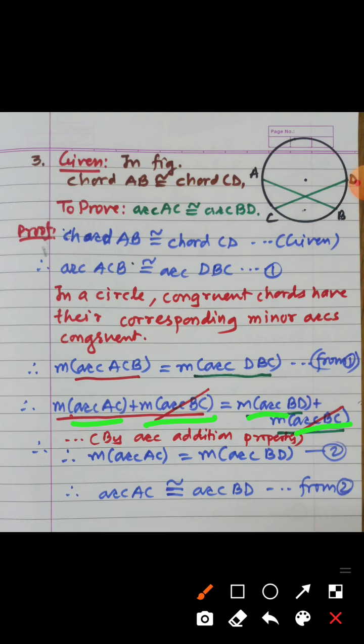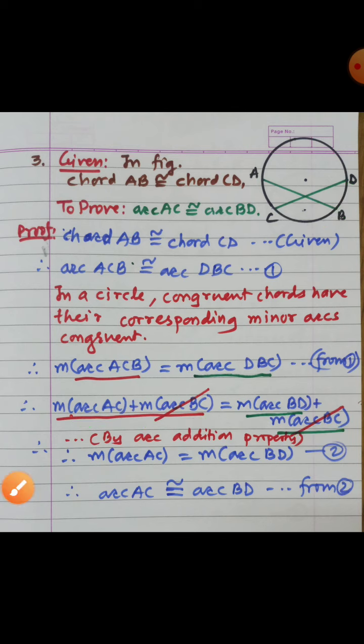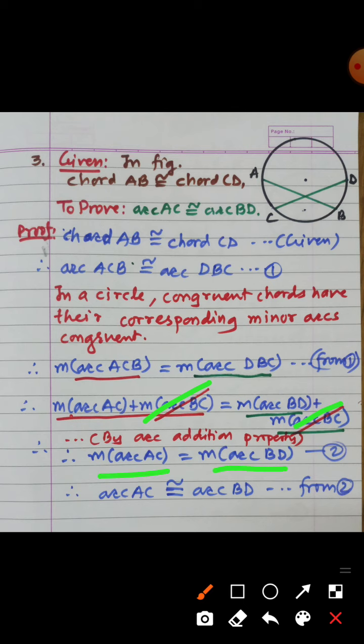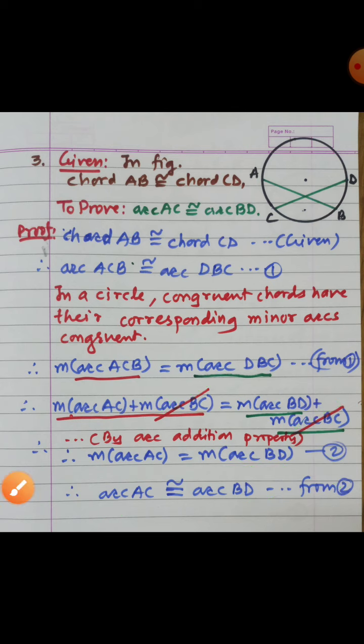Here arc DBC is the sum of arc DB and BC. So therefore we wrote here. Remember that here on both sides arc BC is common. So arc BC gets cancelled. We get measurement of arc AC is equal to measurement of arc BD, and therefore arc AC is congruent to arc BD from 2. So hence the proof.